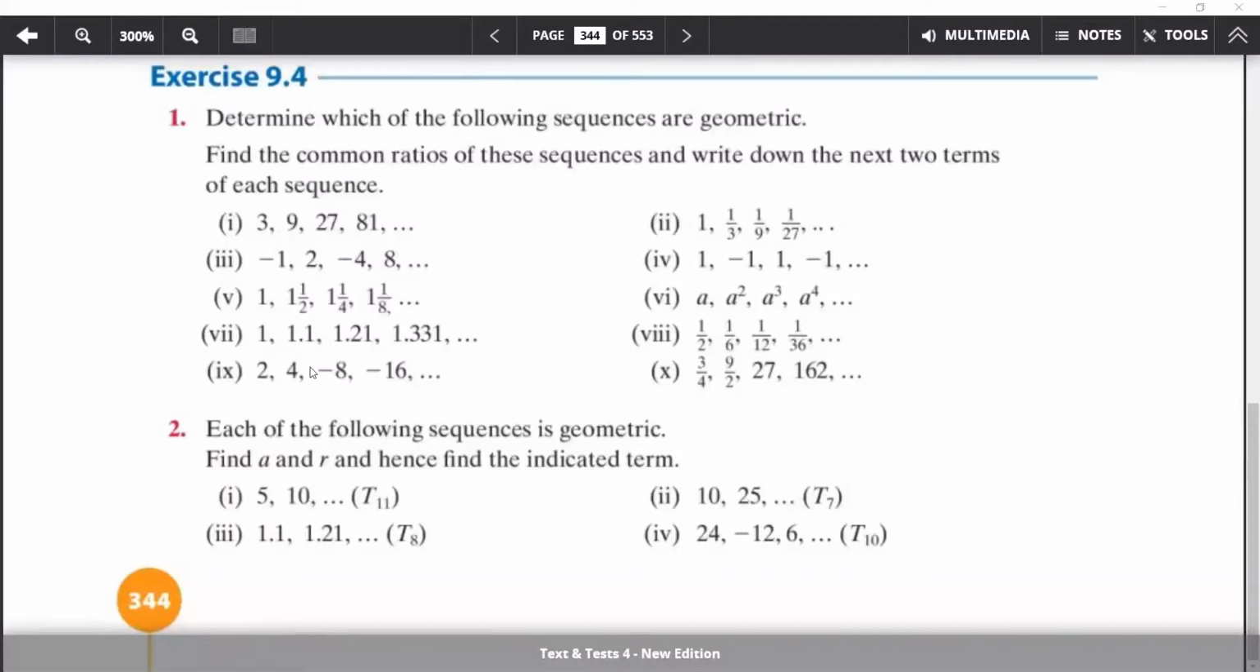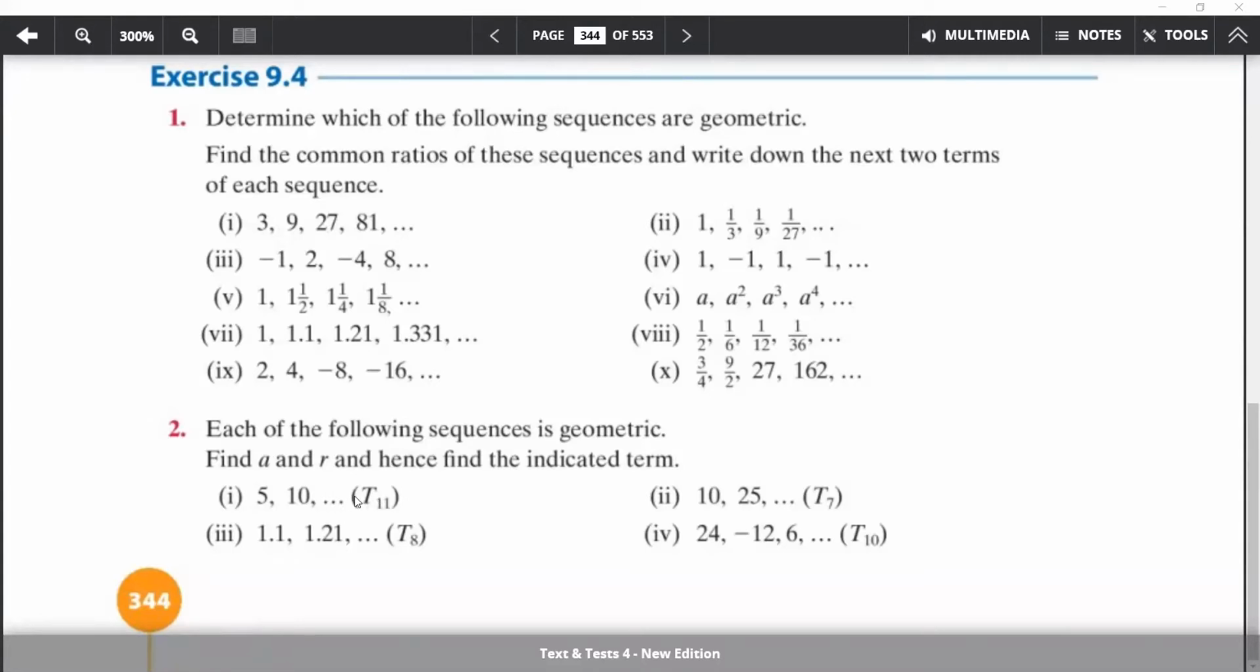Looking at question 2, are each of the following sequences geometric? Find A, R, and hence find the indicated term. So A, just like before, is the first term. So in this first one, it's 5. R is the common ratio, and you always find that by dividing one term by its previous term. So 10 divided by 5, we get R equals 2. And then hence find the indicated term, T11.